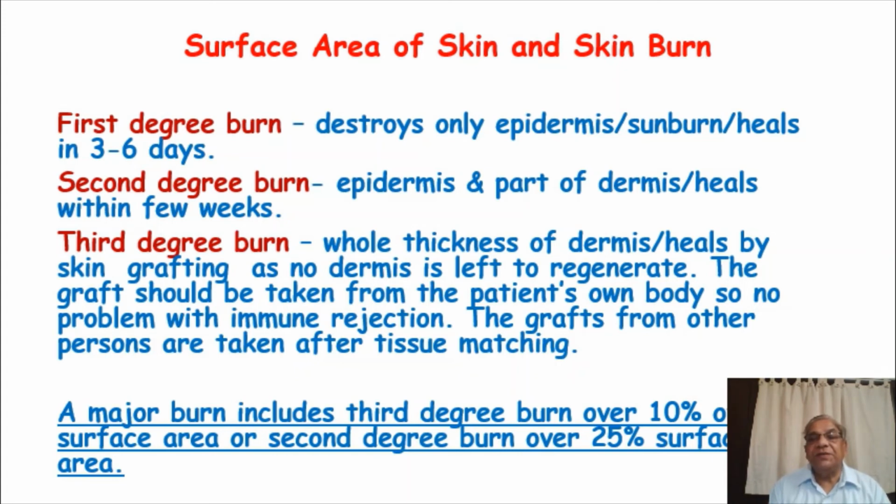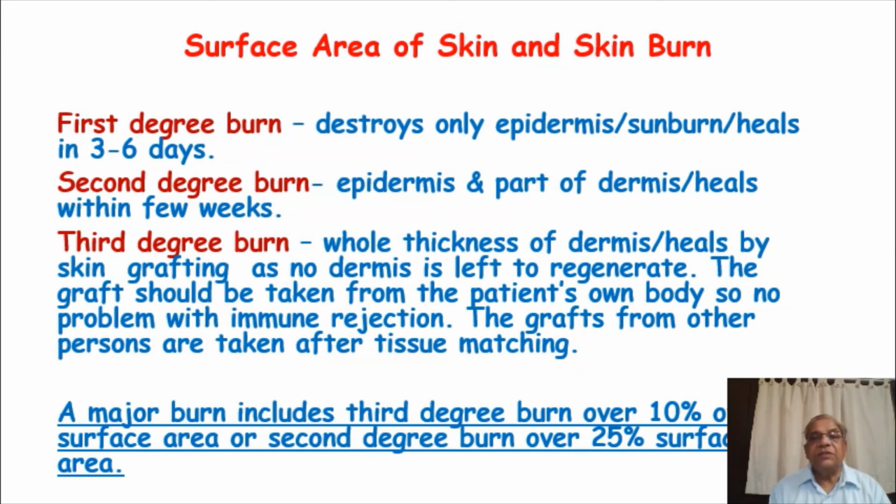Now if this graft is taken from the patient himself, say for example, if the burn is somewhere on the face or on the upper limb, the skin can be taken from the thigh region and just planted or grafted on the wound site. Then there will be no immune rejection, because the tissue is of the same person. But if you have to do skin grafting for a large area, naturally you cannot take all the skin from the body of the same patient. You have to go to skin from another source, that means from another person.